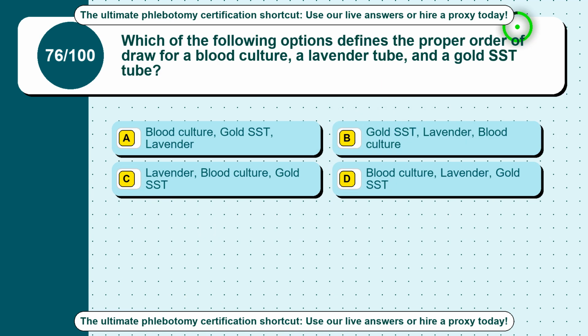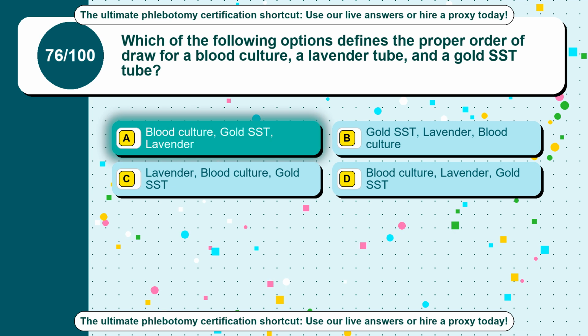Question 76. Which of the following options defines the proper order of draw for a blood culture, a lavender tube, and a gold SST tube? Option A. Blood culture, gold SST, lavender. Option B. Gold SST, lavender, blood culture. Option C. Lavender, blood culture, gold SST. Option D. Blood culture, lavender, gold SST.